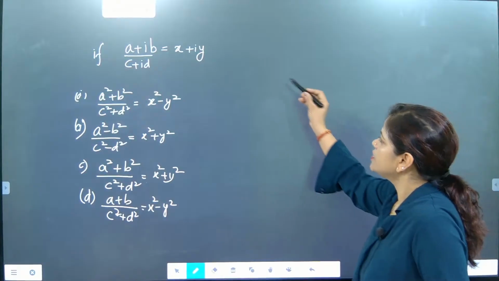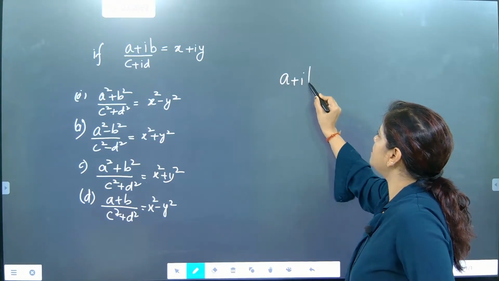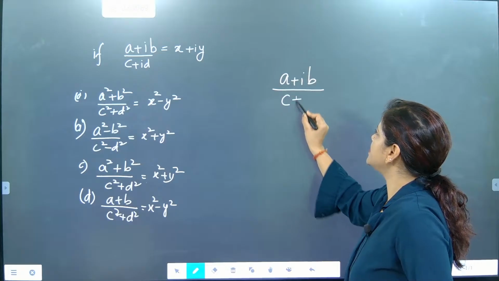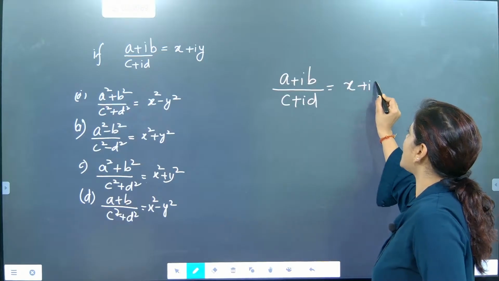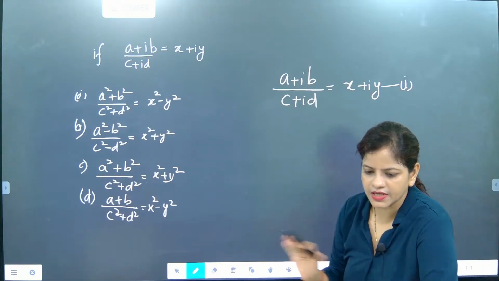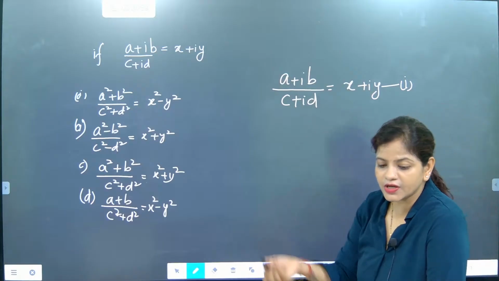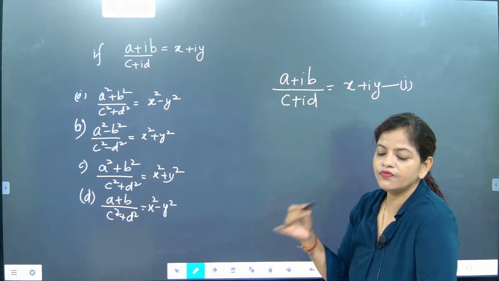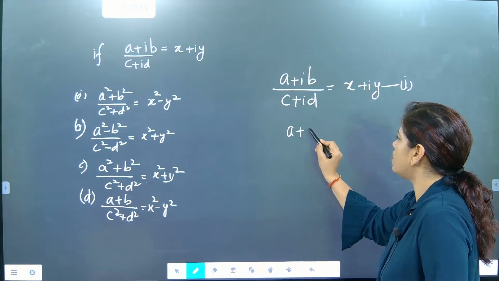Check, Nishika. So here, first what is given to you? a plus ib by c plus id is equal to x plus iy. You do one thing, take it as equation 1. Okay, done. Now we will go for the next part. Now we will find the conjugate of it. The best way is to find the conjugate. So what we will do? We will take the conjugate on both sides.